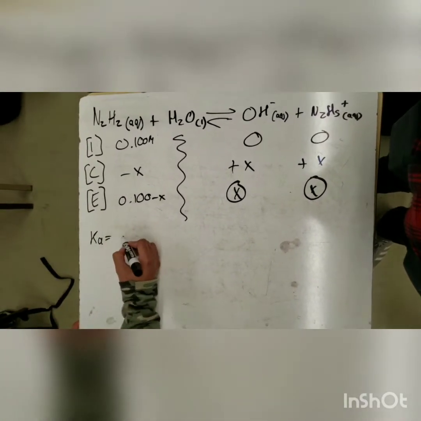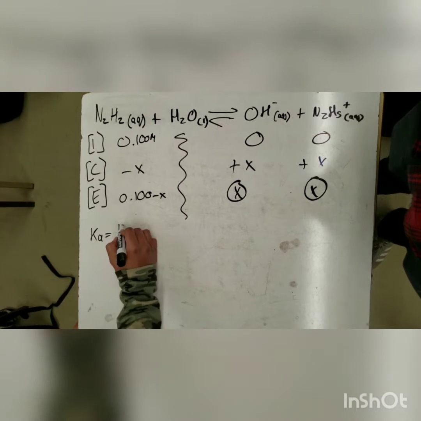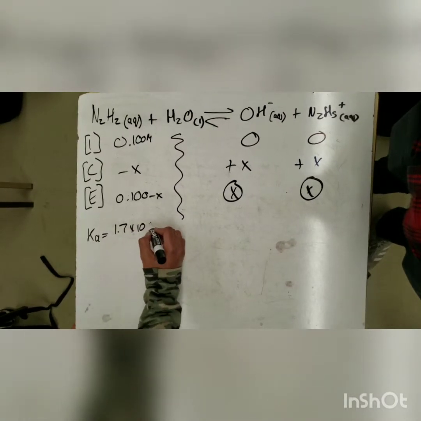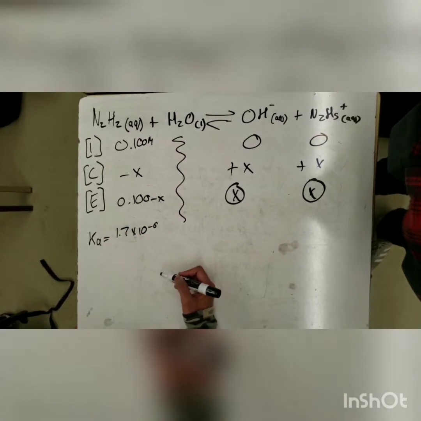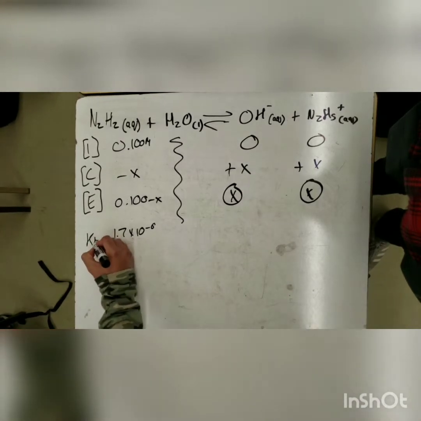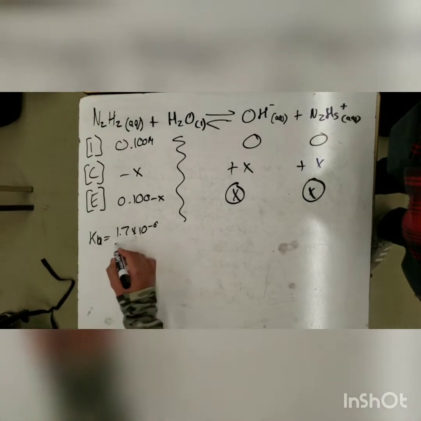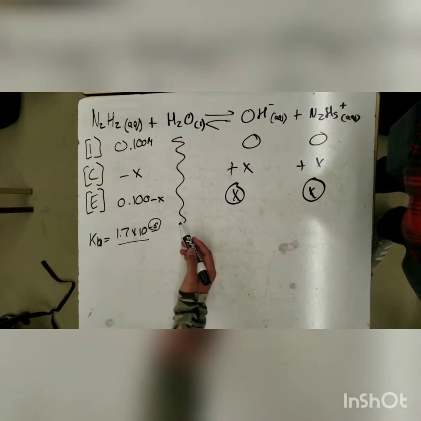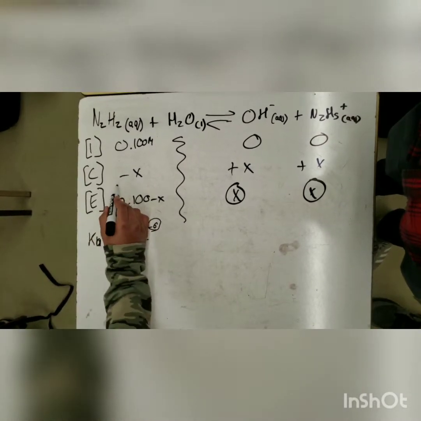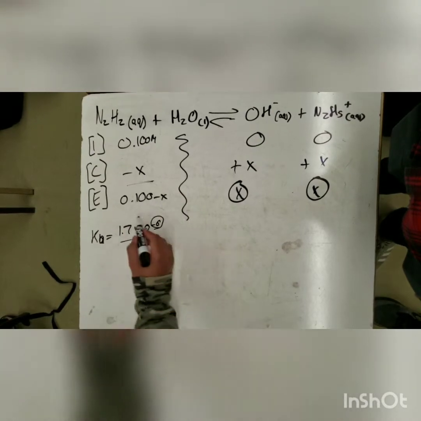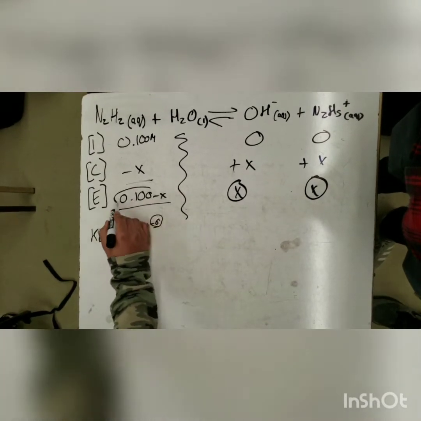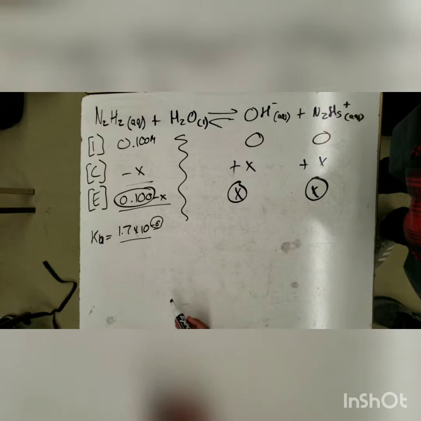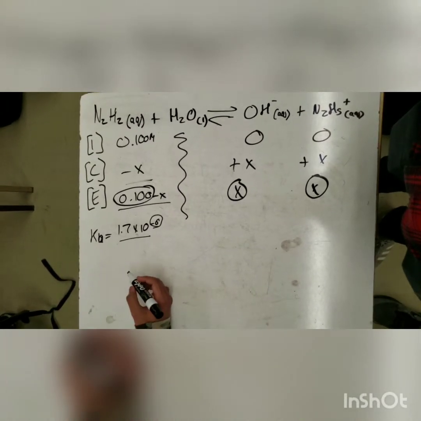We also know that the Kb of this equation is 1.7 times 10 to the power of negative 6. So with this, we know that since it's 10 to the negative 6, we can use the approximation method, which means we can assume that this x is essentially 0, which means this is just 0.1 molar concentration. So now we can do our equation.